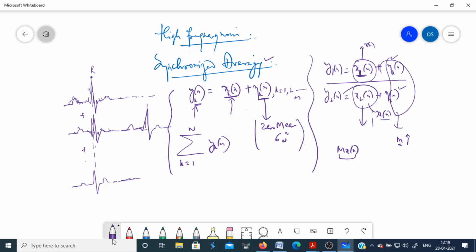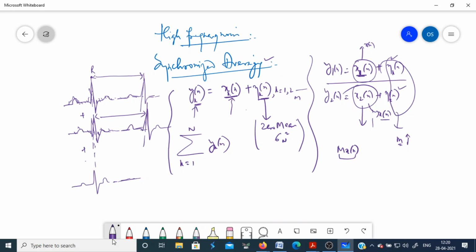So what we have to do is find the R peaks. The R peak of this is not aligned with the R peak of this. So you have to find the R peaks in these two segments, and they must be time shifted or aligned with each other. Only then will this synchronized averaging work. Okay, the alignment is very important.